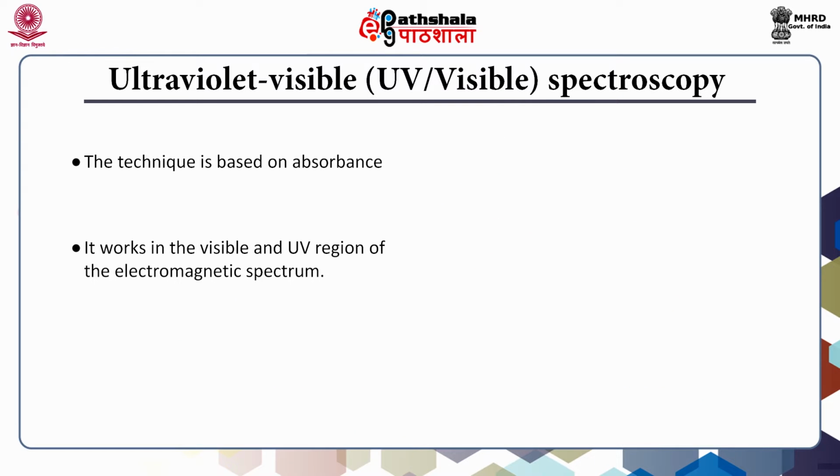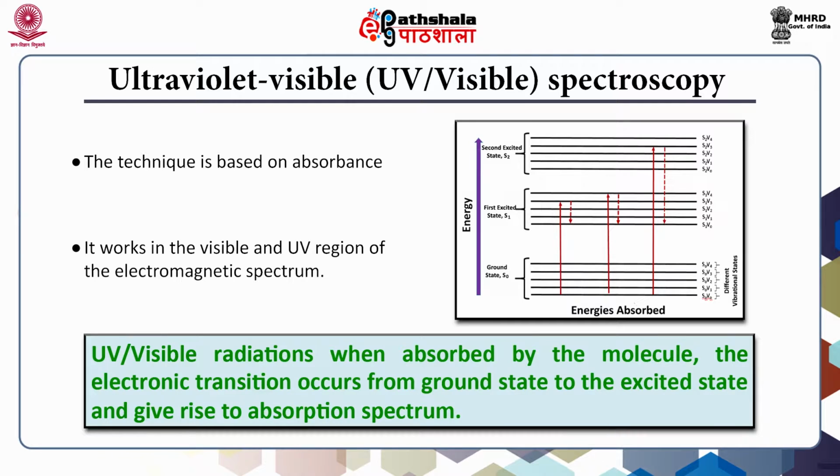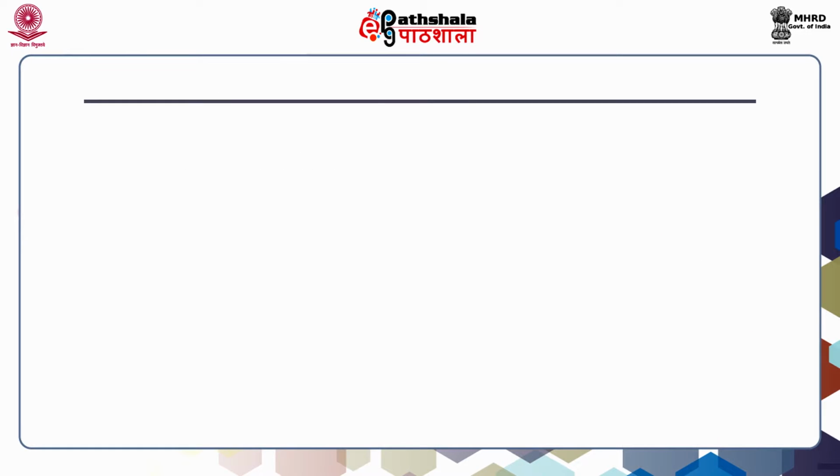Ultraviolet visible spectroscopy is also known as ultraviolet visible spectrophotometry. It is based on the principle of absorbance and works in the visible and UV region of the electromagnetic spectrum. When this region of the electromagnetic spectrum is absorbed by the molecule, it affects the electronic transition of the molecule, and therefore transition occurs from the ground state to the excited state. The interaction of electromagnetic radiation with a particular matter involves not only the properties of the radiation but also the structural characteristics of the matter.